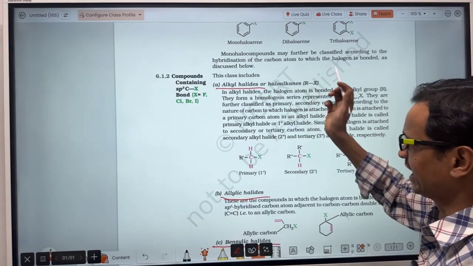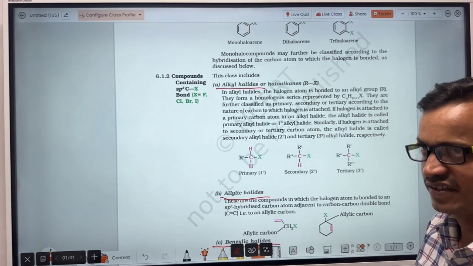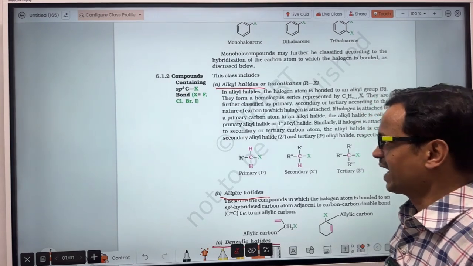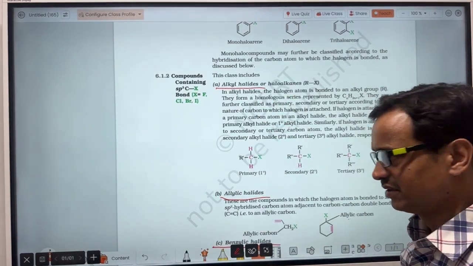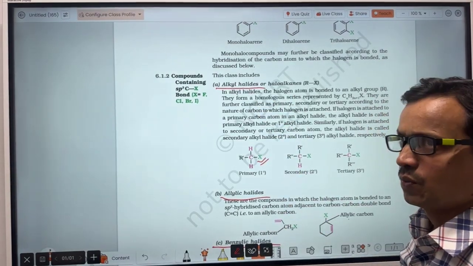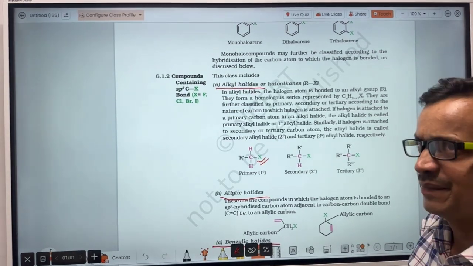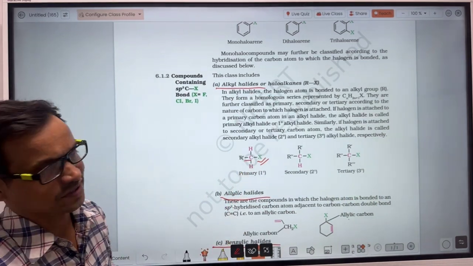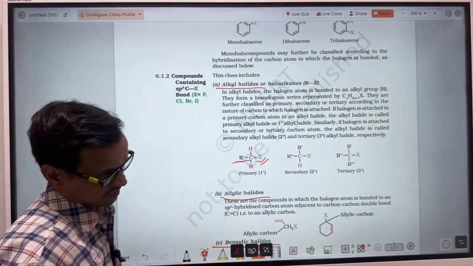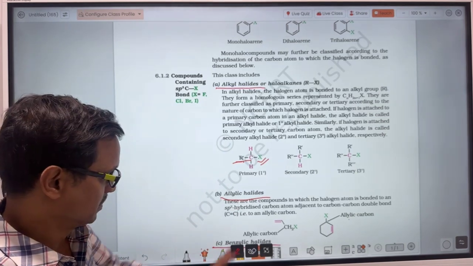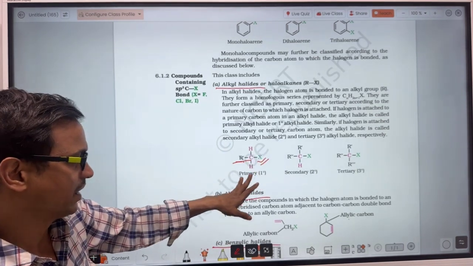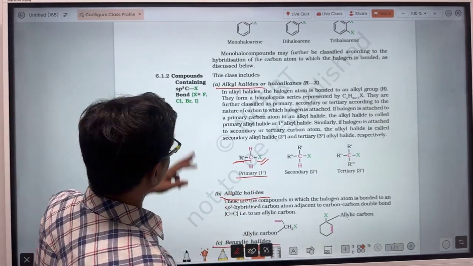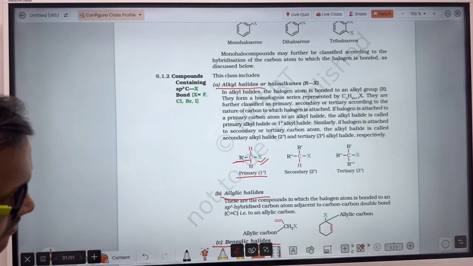So in alkyl halides, let's see here. That is further classified into primary, secondary and tertiary. The primary alkyl halide is when the halogen atom is bonded to a 1 degree carbon atom or primary carbon atom. Here this carbon atom is doing bond formation with only one carbon, that is the carbon of the alkyl group. So it is a 1 degree carbon, that is also primary carbon. That's why it is primary haloalkane or primary alkyl halide.